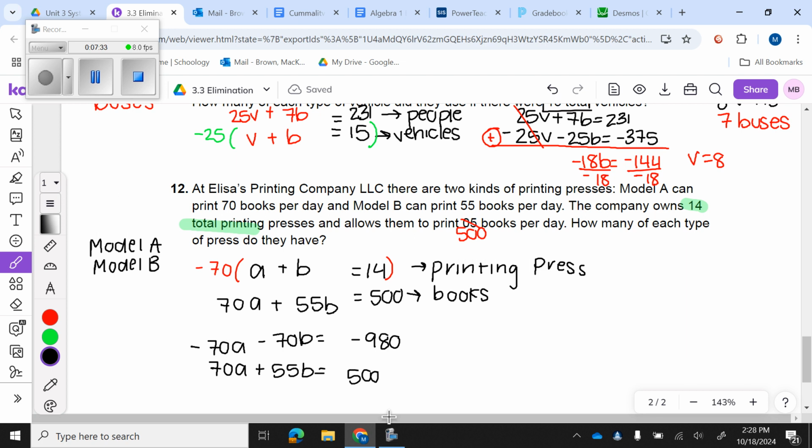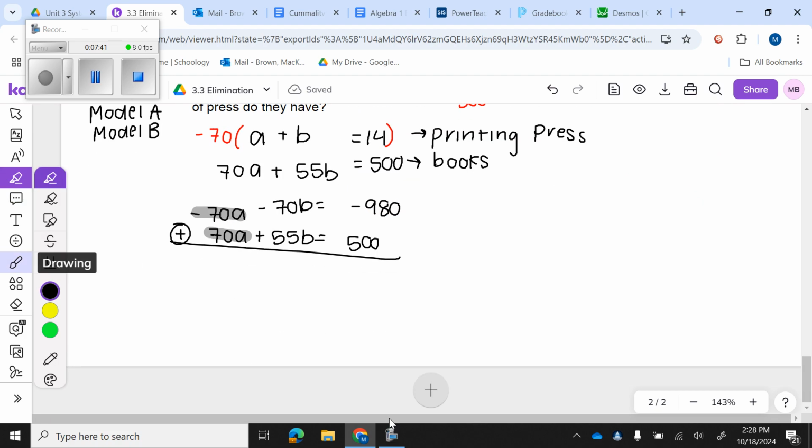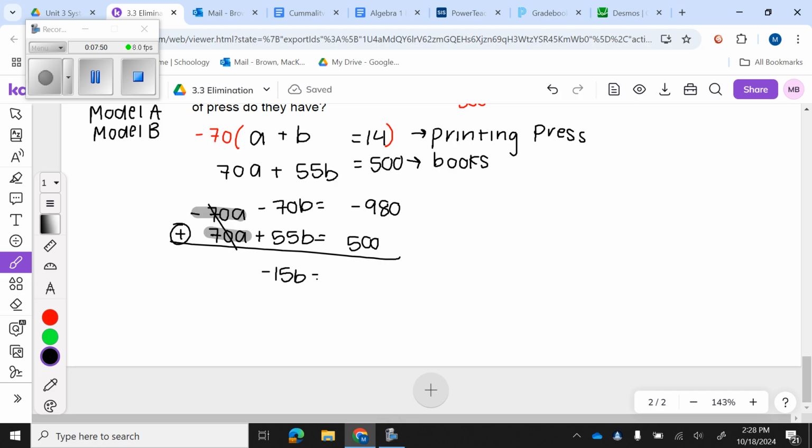And I'm going to add to eliminate, because these 2 things have the same coefficients but opposite signs, so that means I'm good. These guys are going to cancel. Negative 70 plus 55 gives me a negative 15B. And negative 980 plus 500 gives me a negative 480. I'm going to divide both sides by a negative 15, and I'm going to get B equals a positive 32.